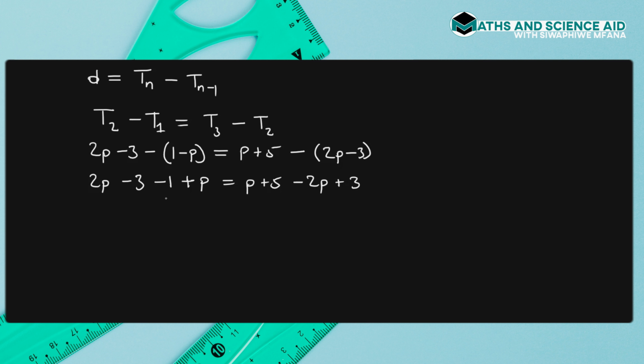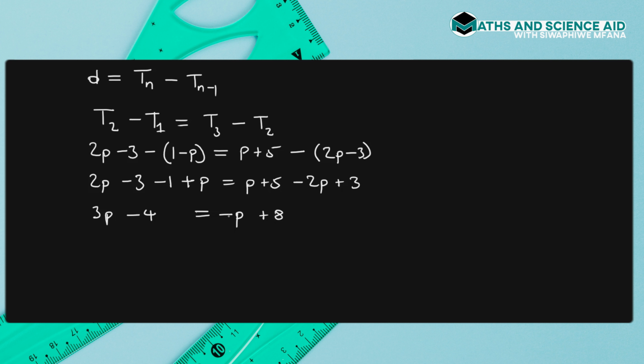So now we see that we've got some like terms that we can combine. So 2p plus p is 3p. Minus 3 minus 1 is minus 4. And on this side, p minus 2p will give us minus p. And positive 5 plus 3 is going to give us positive 8.